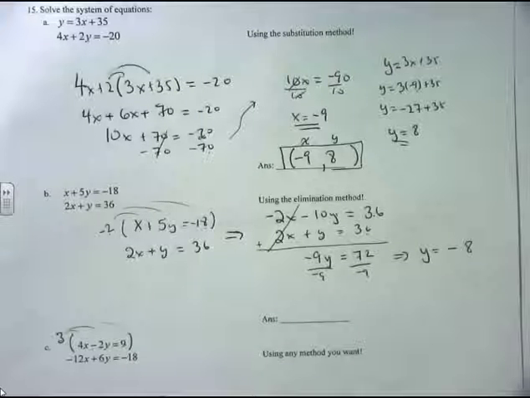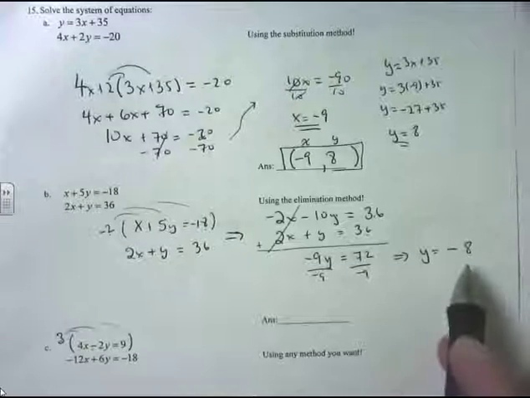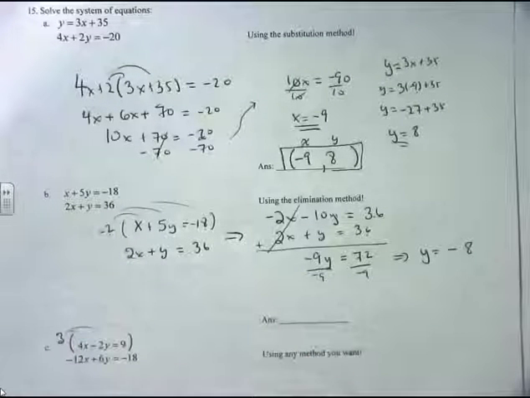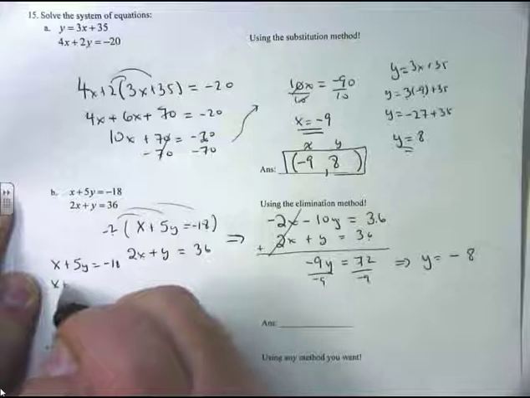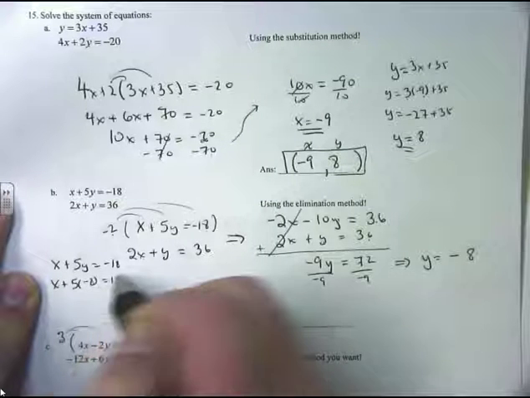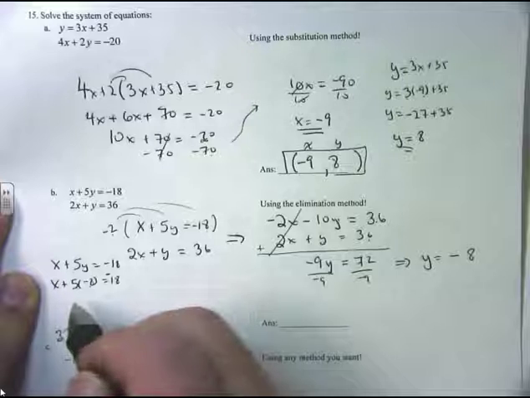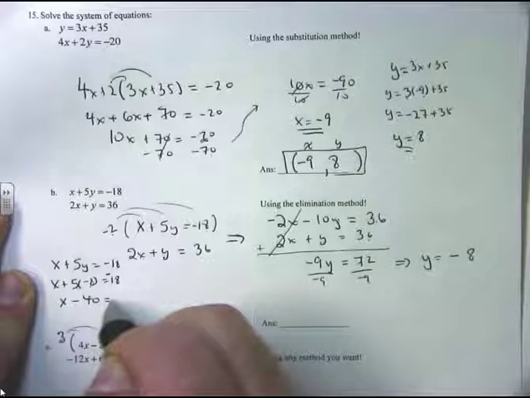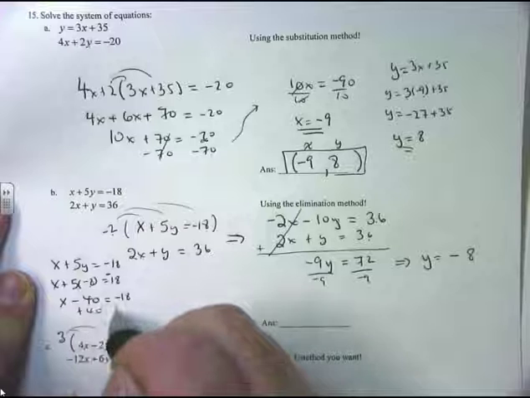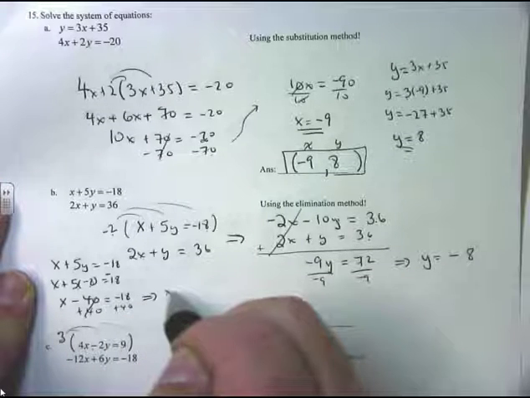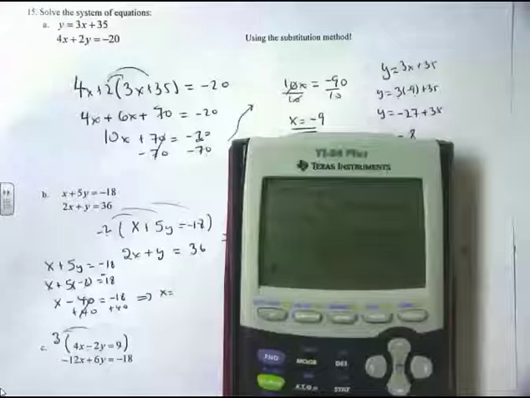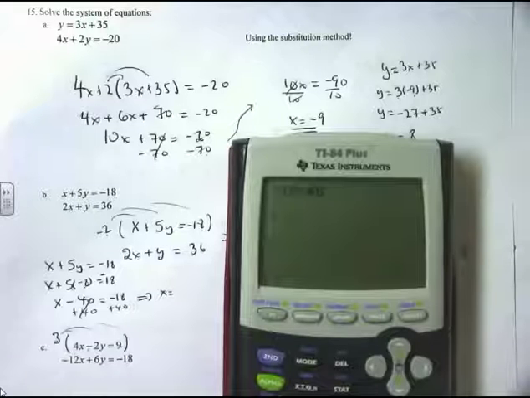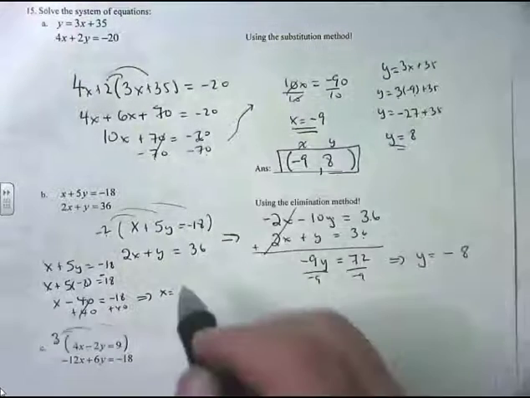But now I've got to go back and figure out what x is equal to. I can use either one of the two original equations. I'm going to use the top equation. So here we go: x plus 5y equals negative 18. x plus 5 times negative 8 equals negative 18. 5 times negative 8 is negative 40, so x minus 40 equals negative 18. Add 40 to both sides, and I get x is equal to, just to make sure you get it right, negative 18 plus 40 is 22. I got x is 22.